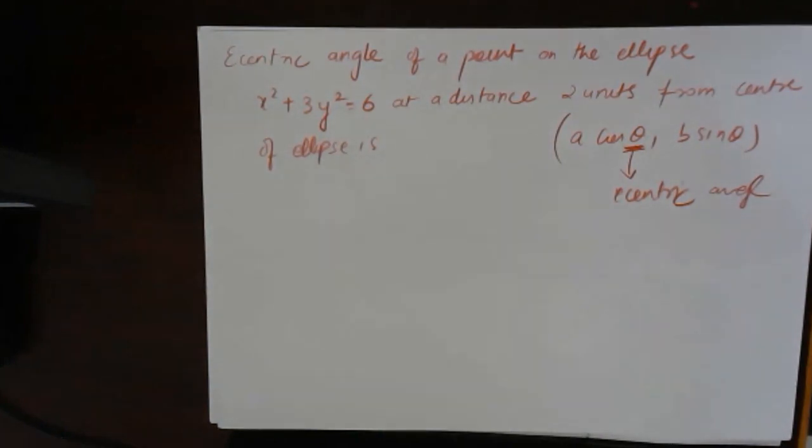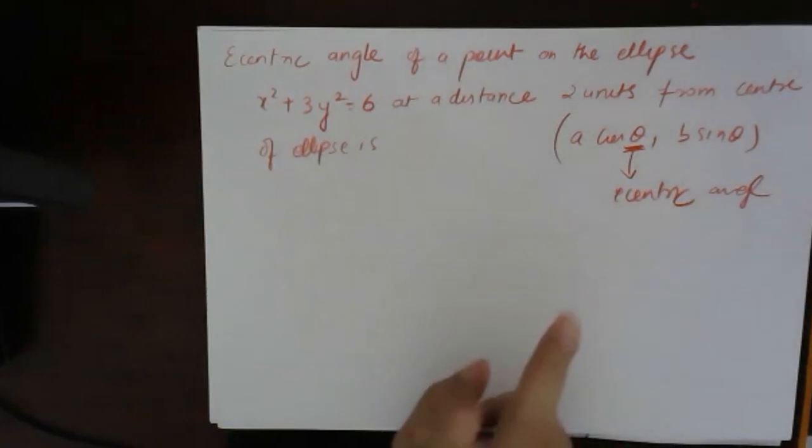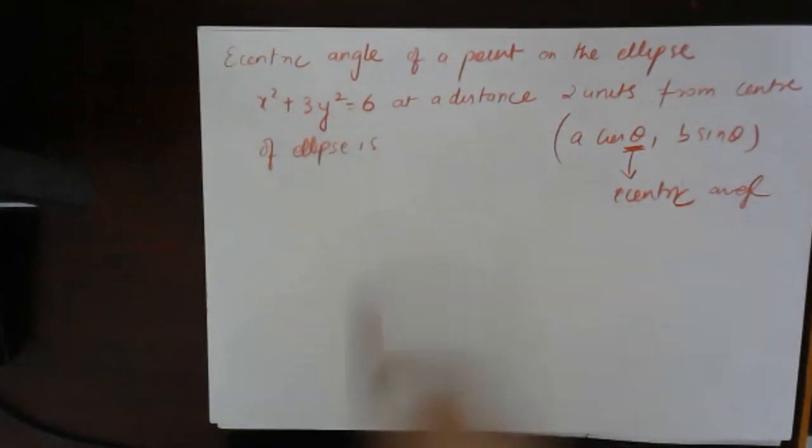Pi by 4. Yes, you will get 2 answers. You will get 2 such angles which are at a distance of 2 units. Not just pi by 4, you will get 1 more answer. Yes, pi by 4 and 3 pi by 4. Very good.